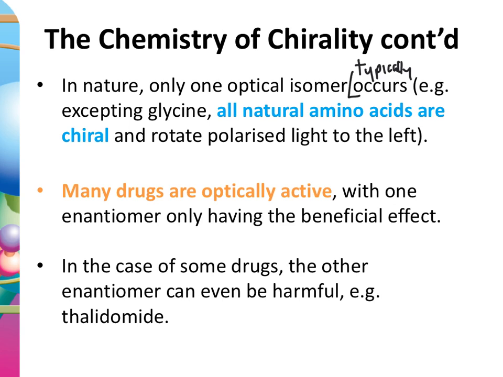So in nature, where there could be a number of optical isomers, typically only one occurs. Many drugs are optically active, so there might be more than one enantiomer, and only one of those would have a beneficial effect. And it doesn't necessarily follow that the other is just benign. It could actually have a harmful effect. So thalidomide is an example that we're going to briefly look at in a second. So optical isomerism is actually incredibly important in nature.